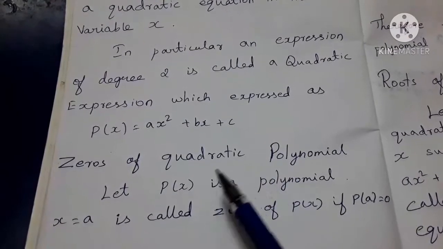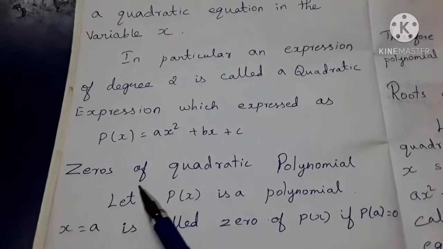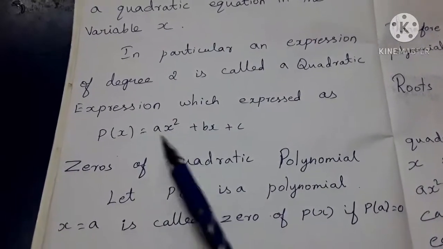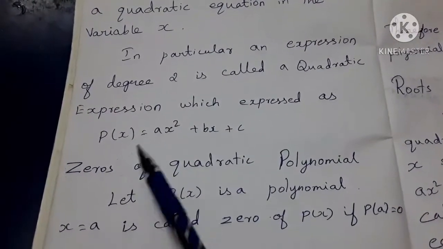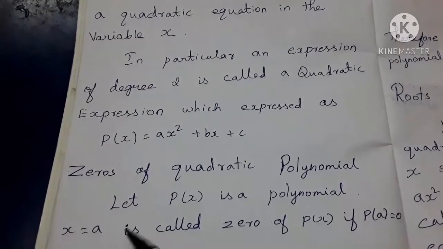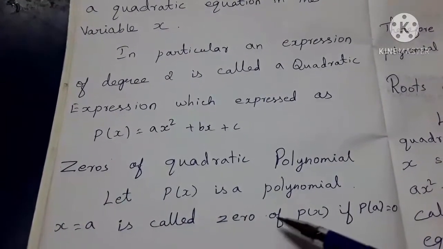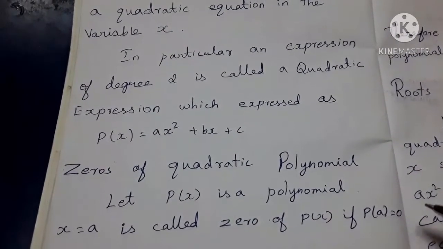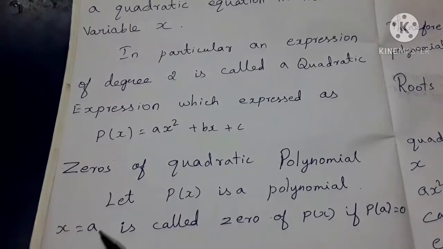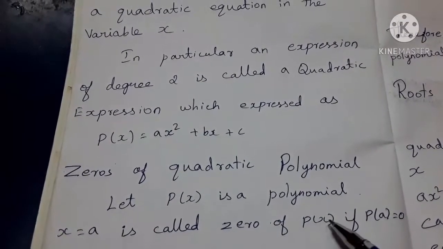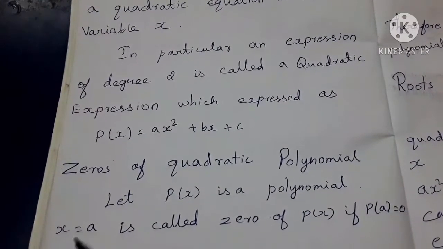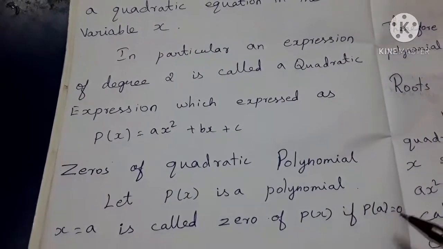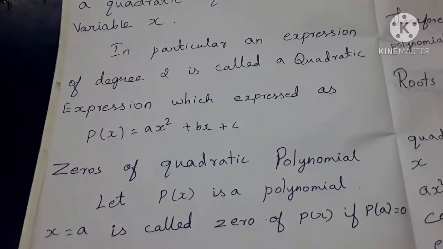Next, zeros of a quadratic polynomial. So what are the zeros of a quadratic polynomial? Let p of x be a polynomial. Then x equal to a is called a zero of p of x if p of a is equal to 0.